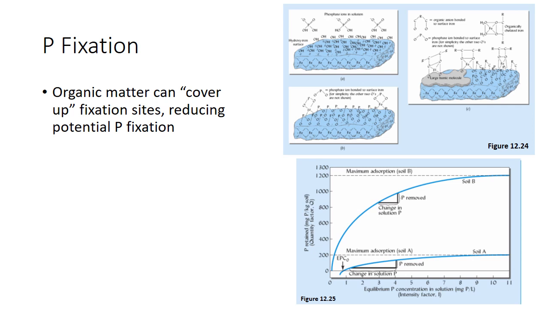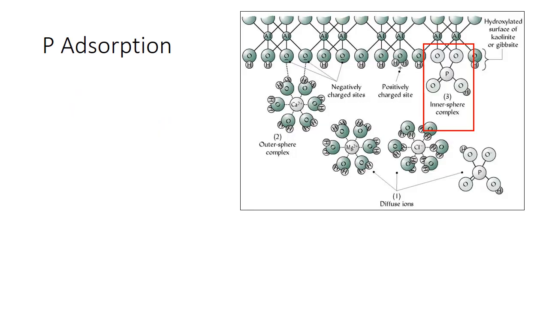And again, organic matter can cover up some of these sites, so we can actually reduce the phosphorus fixation demand because it's covering up some of those oxygens, and it's not going to force the phosphorus to share oxygens with the mineral.